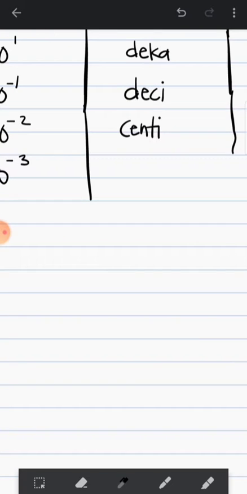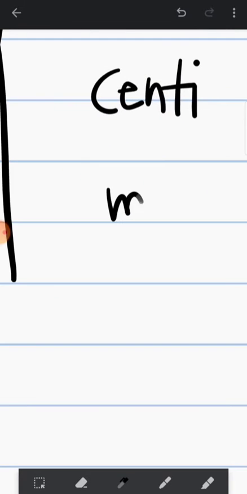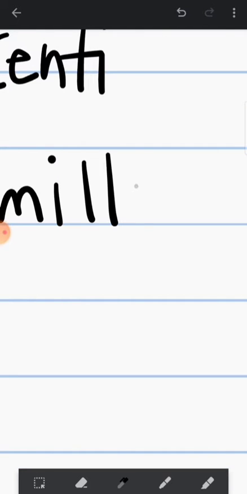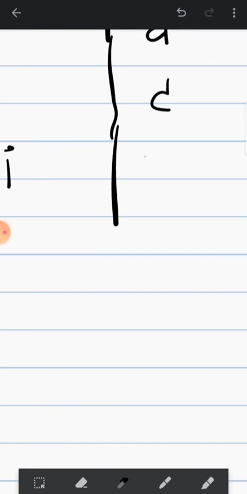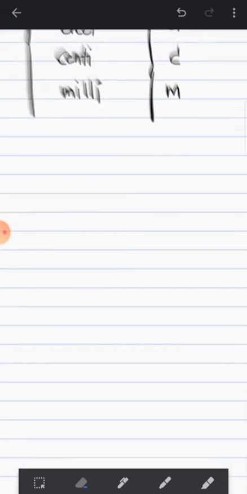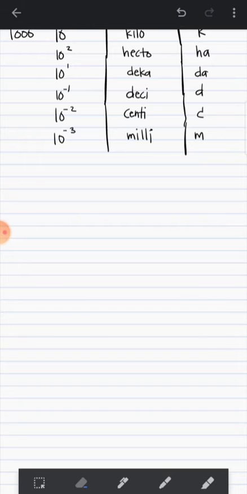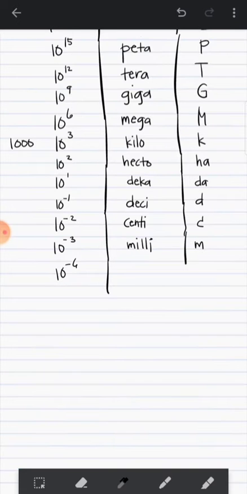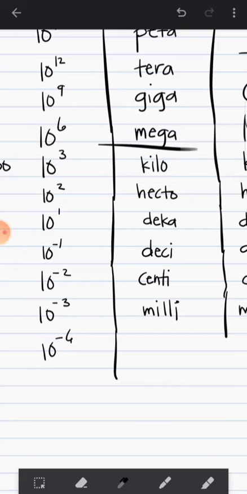10 to the negative 3 is what they call milli, with a double letter L, and the symbol is m. So if you have meter, it will give you mm, or millimeter. If you have liters, it will give us milliliter. That simply means 10 to the negative 3 of that unit.